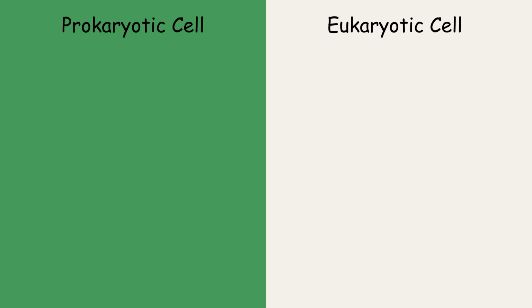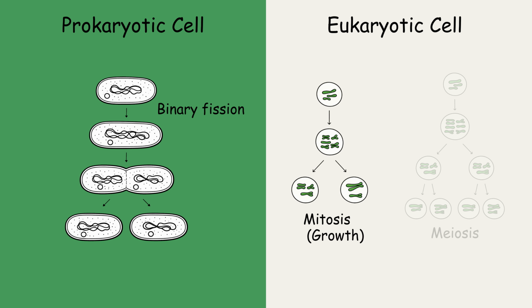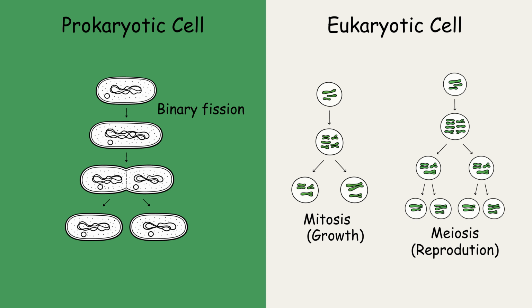Beyond movement, the differences between prokaryotes and eukaryotes become even more striking when we look at how they reproduce and divide. Prokaryotes use binary fission to divide, which is very fast, like in the case of E. coli, which can divide every 20 minutes under optimal conditions. And eukaryotes use mitosis for growth and meiosis for reproduction, which are far more complex processes.